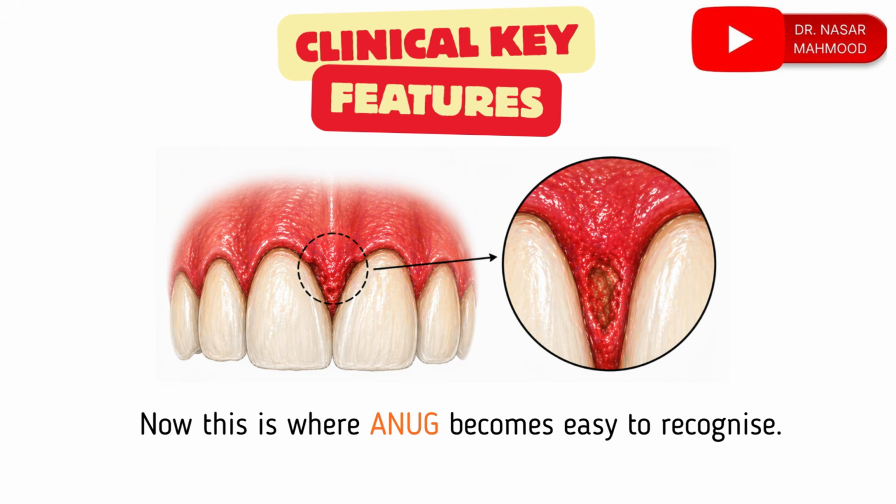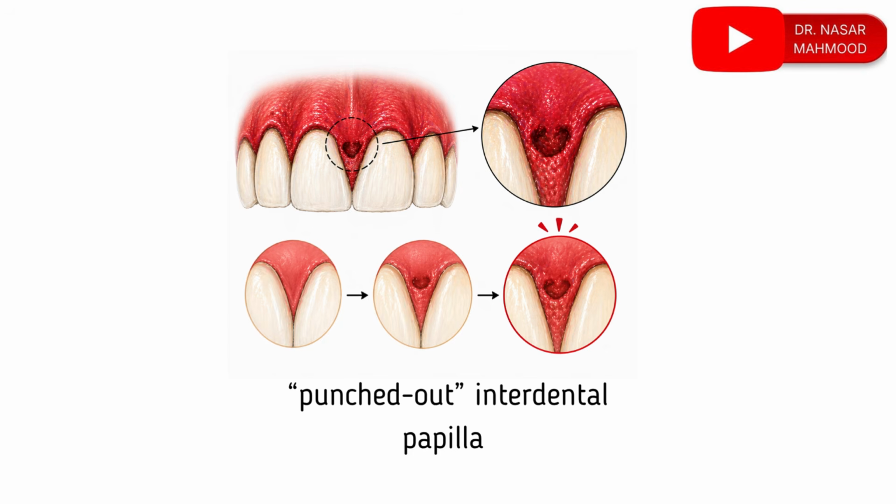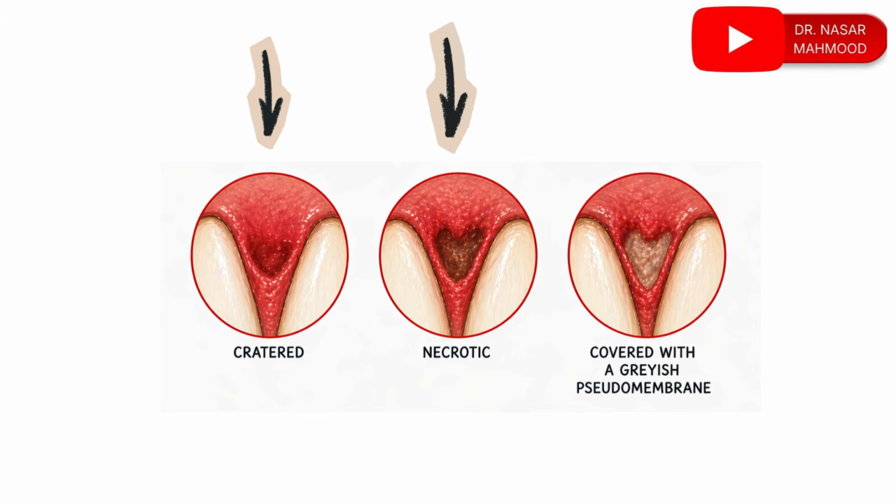Now, what are the key clinical features? Now, this is where ANUG becomes really easy to recognize. The classical feature is a so-called punched out interdental papilla. Now, these papillae appear cratered, necrotic, and covered with a grey pseudomembrane.